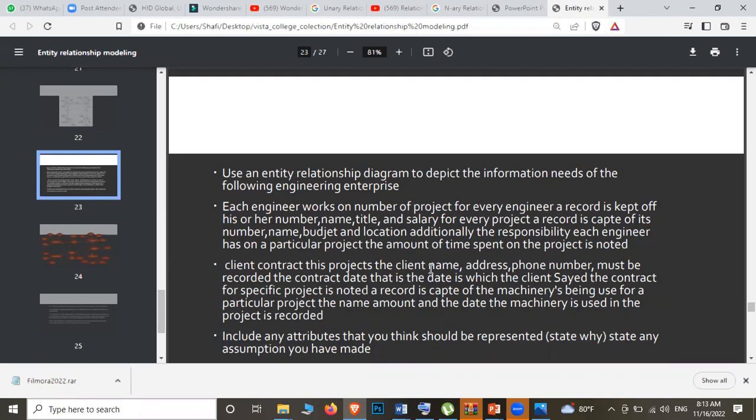They don't know which are the entities and which are the attributes. So they will just write down the things and give them to you. You have to point out the things and come up with a conclusion.